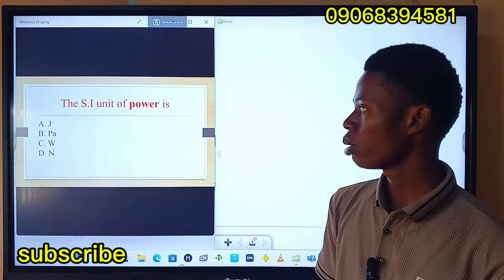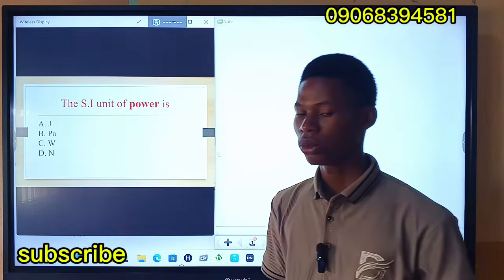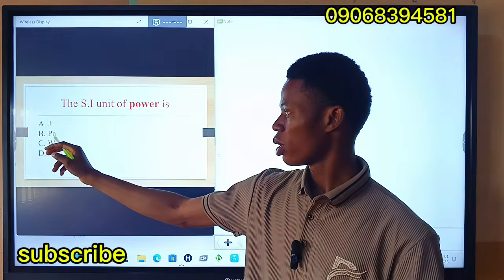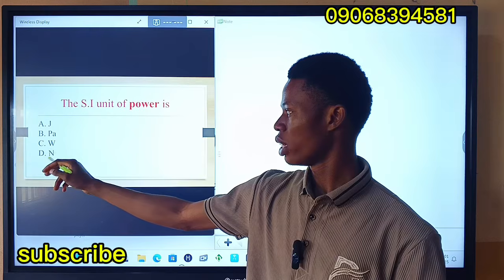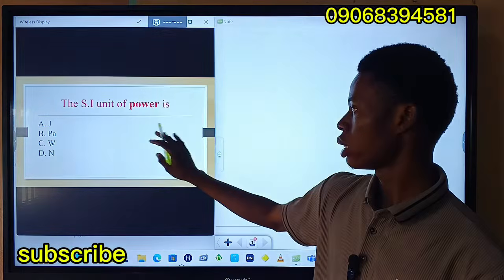We've treated something similar before. Now the SI unit of power is dash. Now if you look at this, here J, joules, power, W, N. The answer is W, watt. So the SI unit of power is watt.